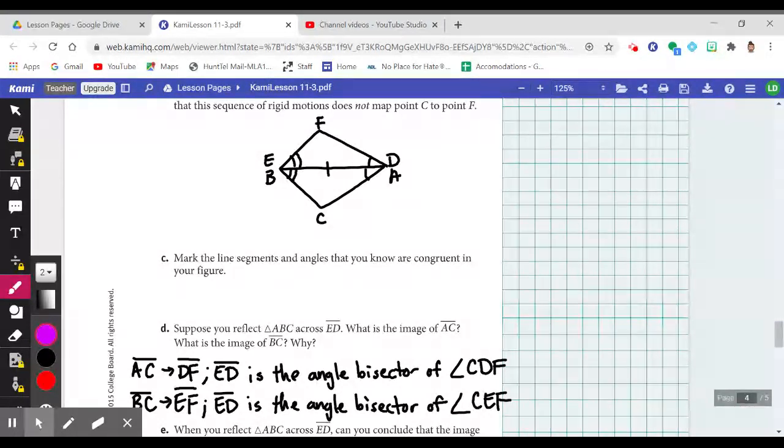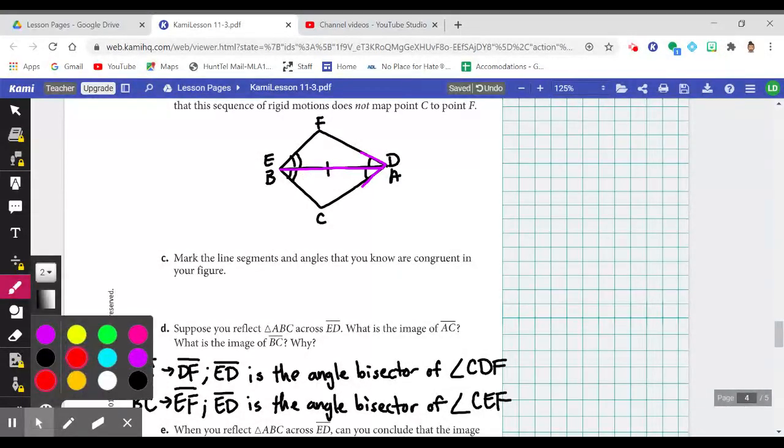And likewise for BC. Again, we don't know that the length of BC is the same as EF. But angle B is congruent to angle E, so angle B can reflect and land on top of angle E. And it's all dependent on the fact that ED or BA, this line segment here, is the angle bisector to this angle and also this angle.